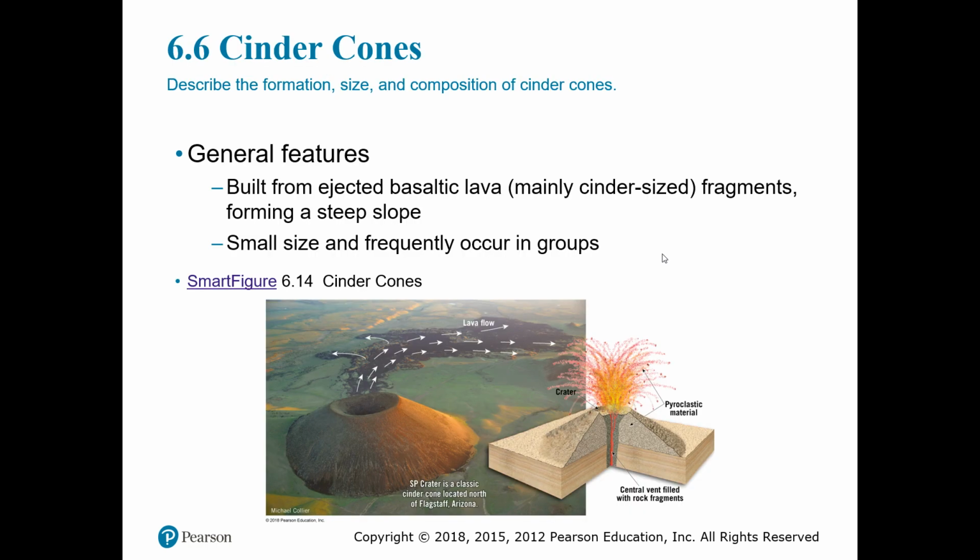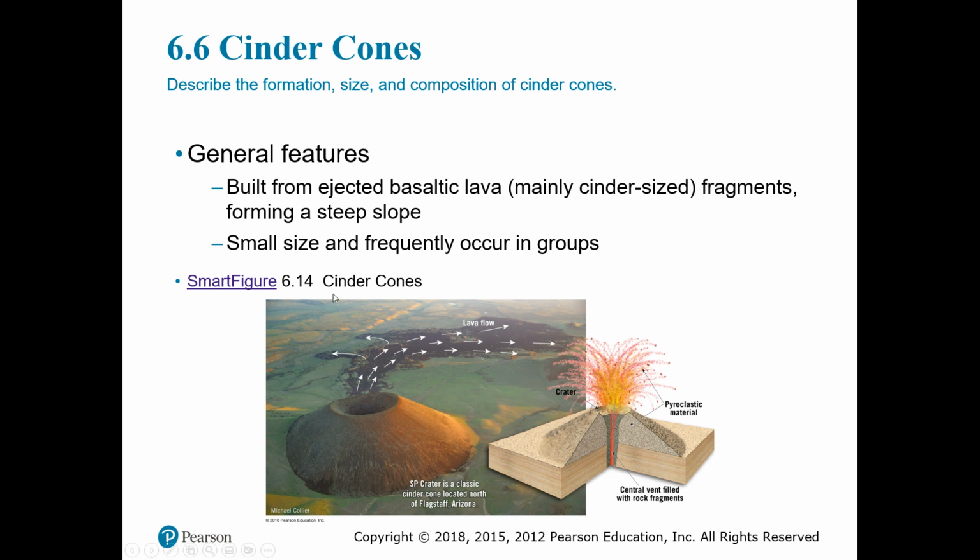Cinder cones are the smallest of the volcanoes, and they often occur in groups. It's also basaltic lava, interestingly, and sometimes these would just pop up over the course of weeks and months. There's a famous set of these cinder cones that appeared, I believe, in the 1960s in Mexico in a farmer's field, and really relatively quickly appeared where there was no volcanic activity that was evident before.